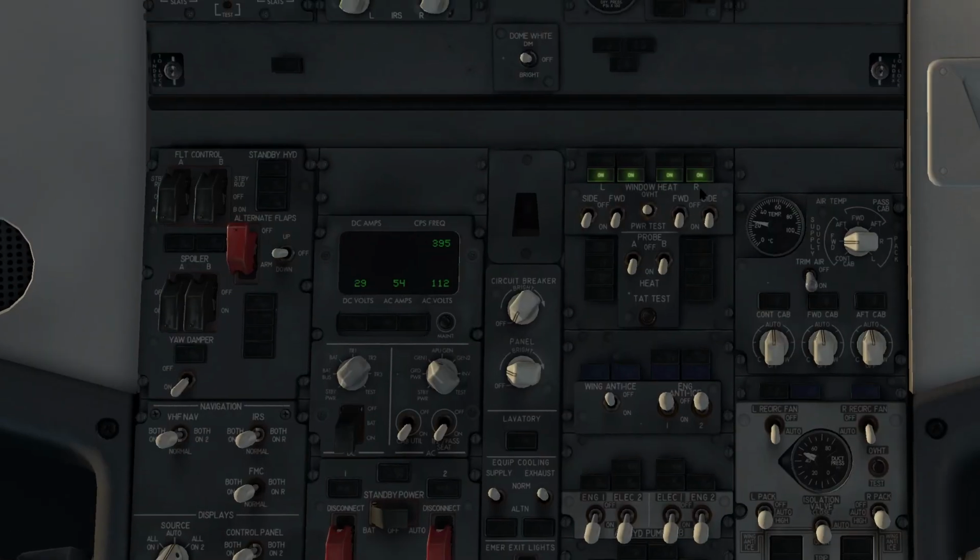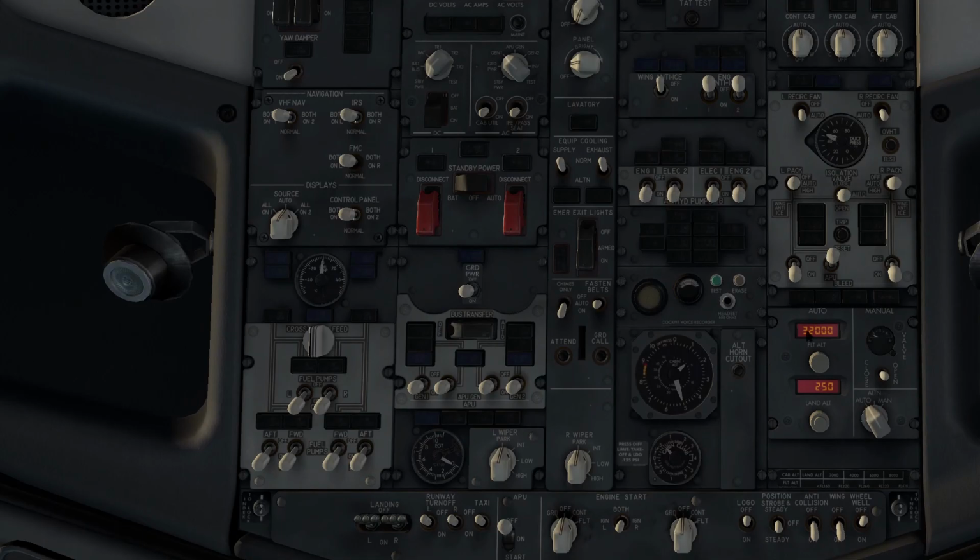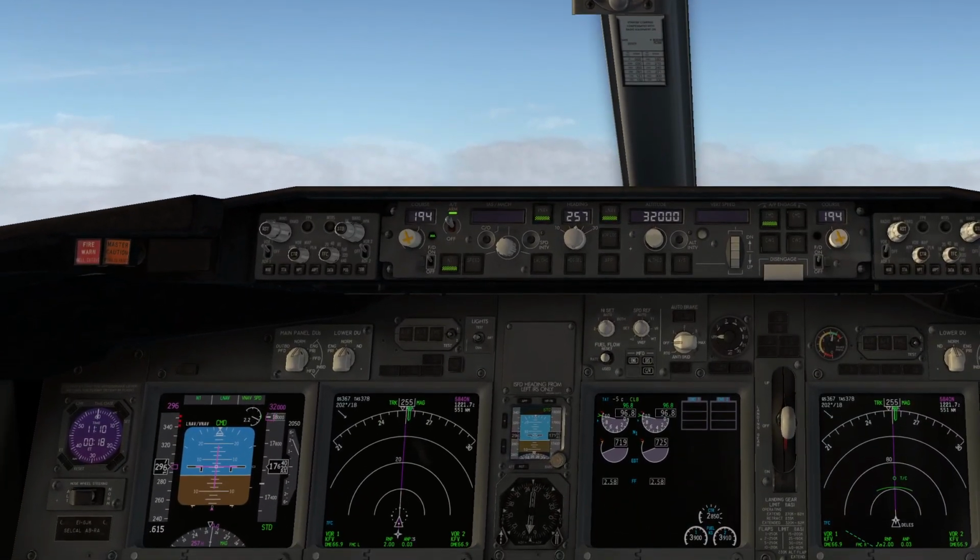All the rest looks good. Yaw damper is on, window heat is on, all hydraulic pumps on, packs on, cabin temperature 24 degrees, APU is off, strobe light, this could be, yeah, it is correct, and APU is off. Good, good.